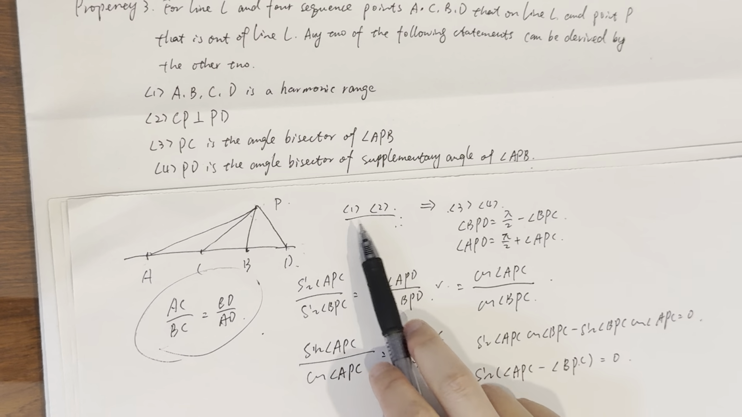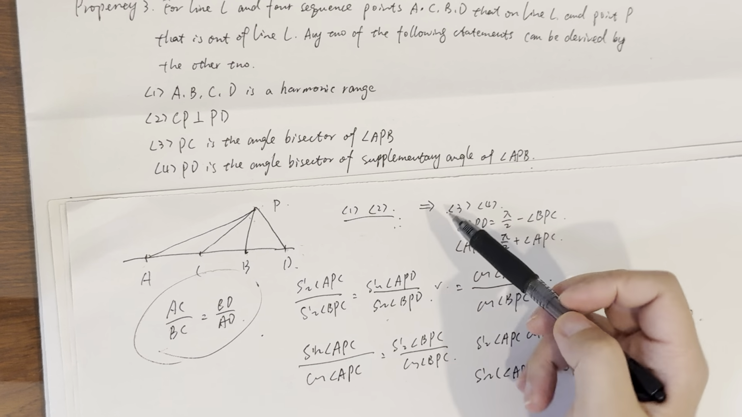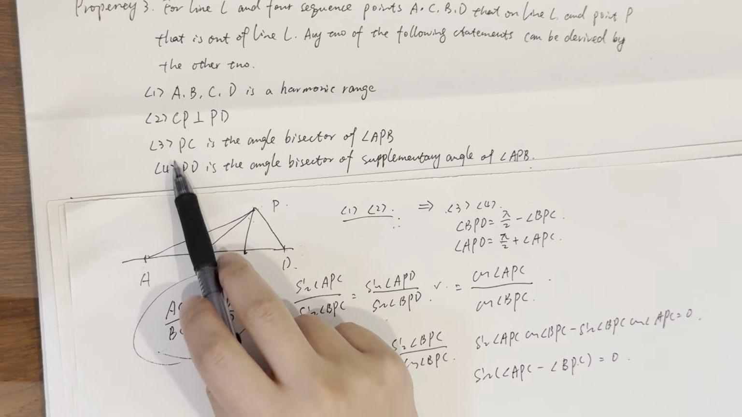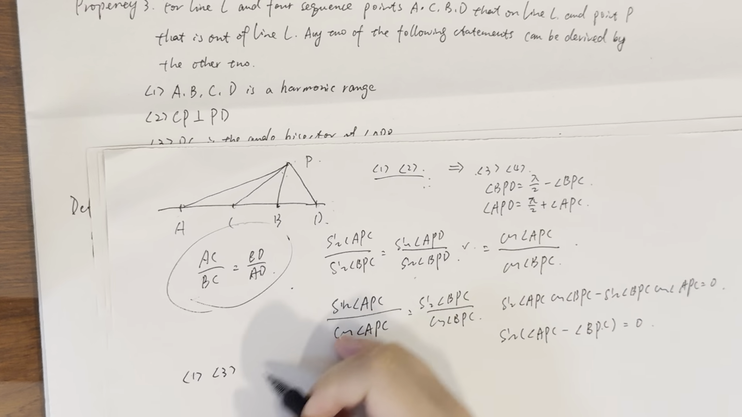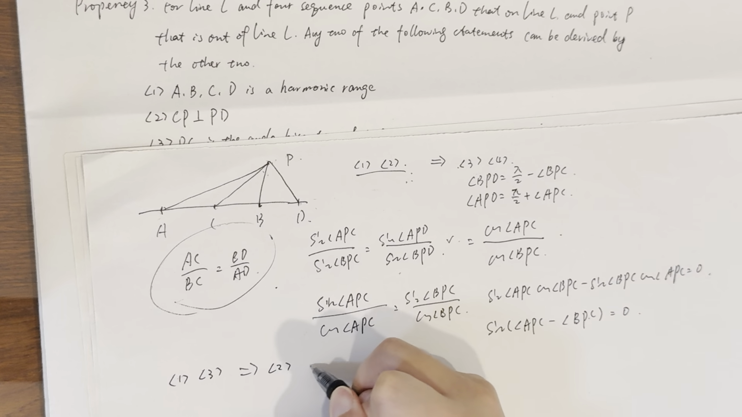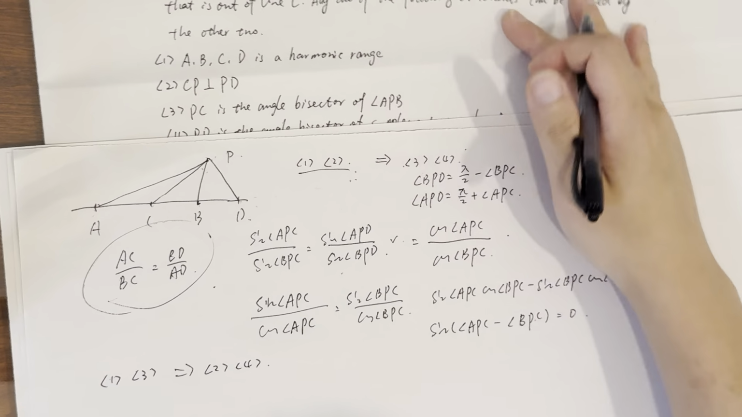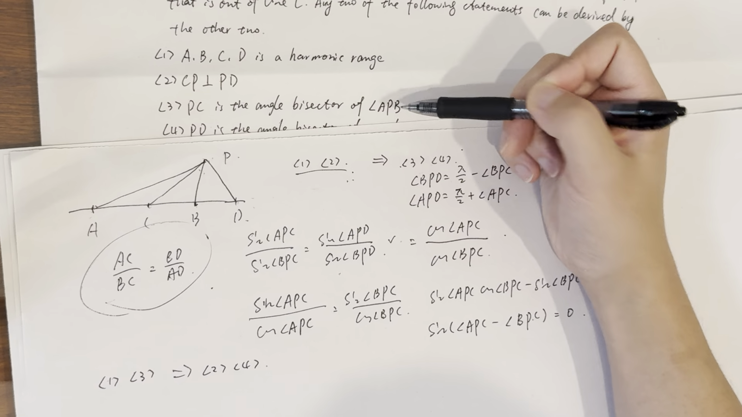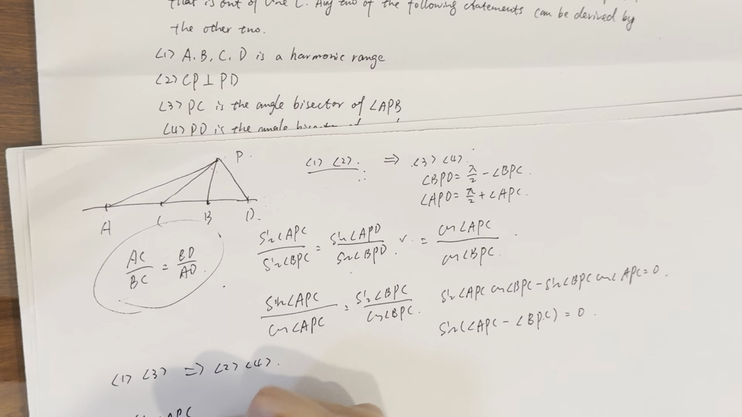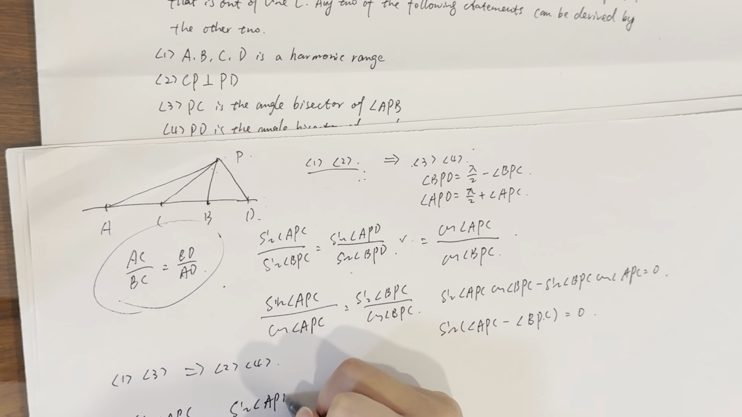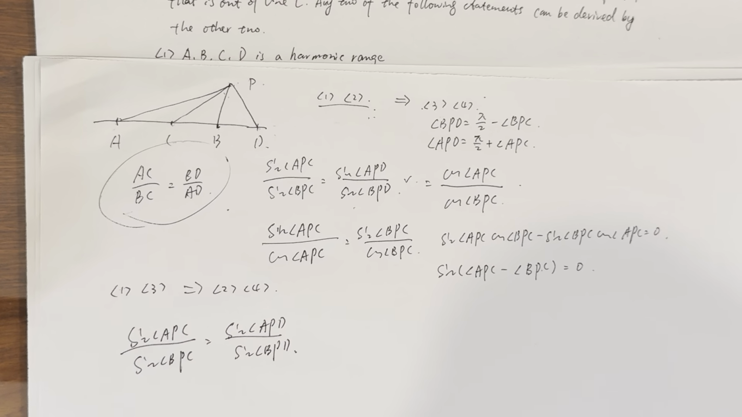Okay, so from 1, 2, we get 3, 4. And all of these can be reversed, which means that we can use 3, 4 to get 1, 2, right? And for the next one, let's consider 1, 3. See how we use 1, 3 to get 2 and 4, right? So 1, 3 is valid. That means sine angle APC to sine angle BPC equals sine angle APD to sine angle BPD, already valid, right?